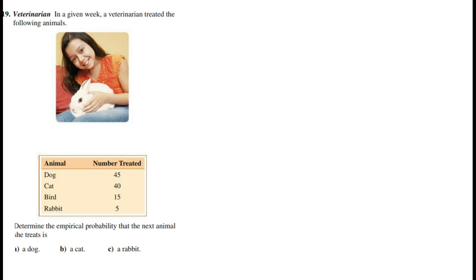This is from your textbook, number 19 in section 11.1. In a given week, a veterinarian treated the following animals: dog, cat, bird, rabbit. Determine the empirical probability that the next animal she treats is, and we'll look at part A, a dog. So for part A, we are trying to determine the probability of a dog.